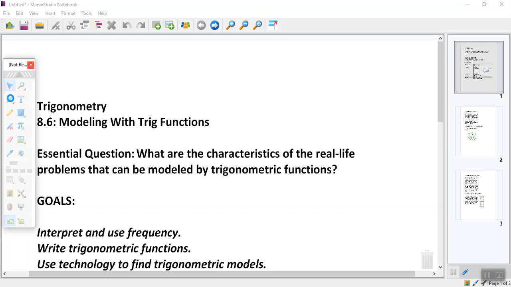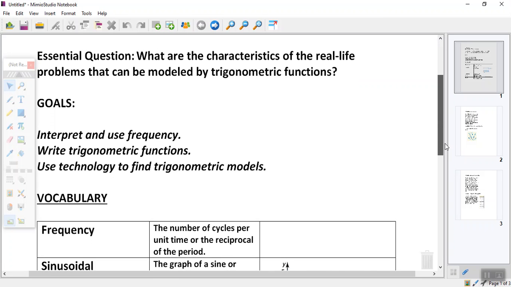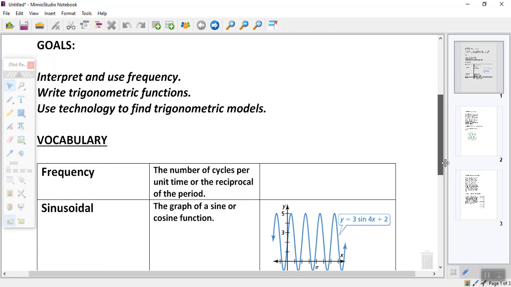Well, anyway, I'll start with the essential question here today. The question is, what are characteristics of the real-life problems that can be modeled by trig functions? Again, we're going back to what functions again, kids? Which two that we're good at? Sine and cosine. Okay. We're going to have something new today.